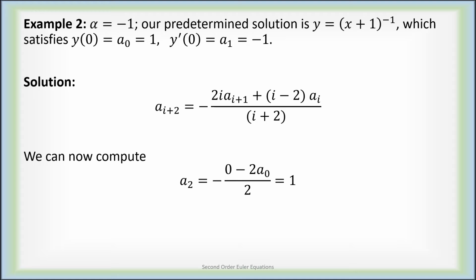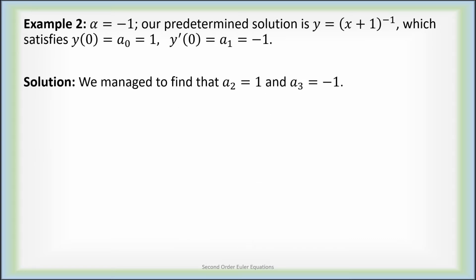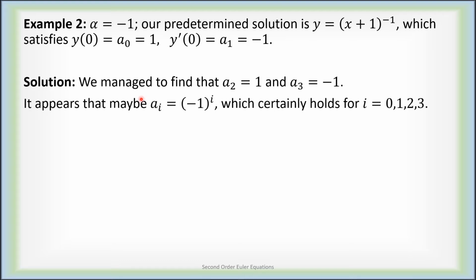So by setting i equals 0, we get that a sub 2 must be 1. By setting i equals 1 and using our known value of a sub 2, we get that a sub 3 must be minus 1. So we have found that a sub 2 is 1 and a sub 3 is minus 1. Our initial conditions were a 1 and a minus 1. So far the a sub i are 1, minus 1, 1, minus 1. It seems to just be negative 1 to the ith power, alternating between 1 and minus 1. This definitely holds for i equals 0, 1, 2, and 3, the ones that we found.